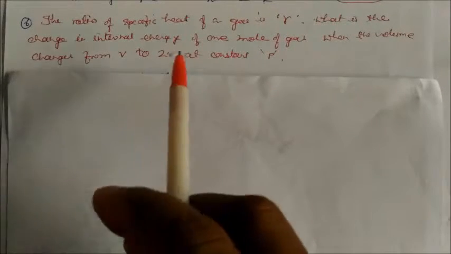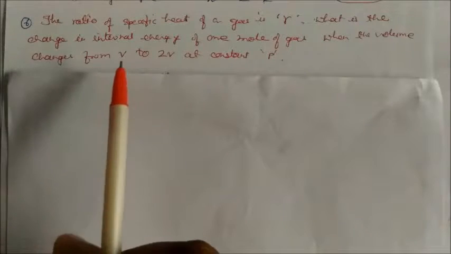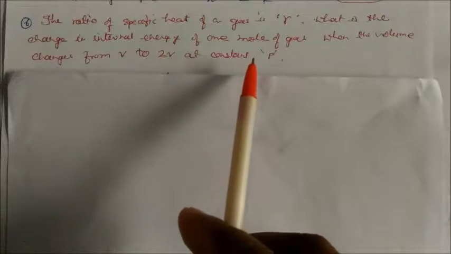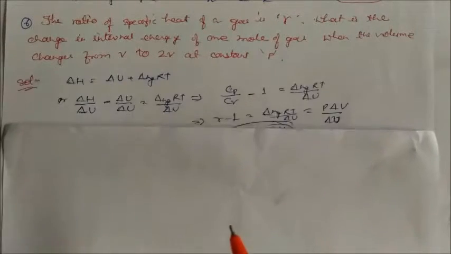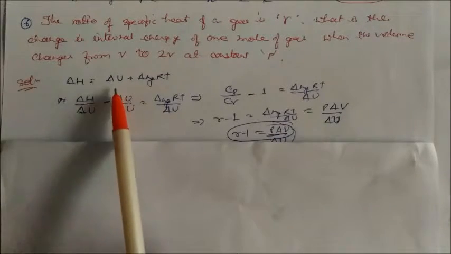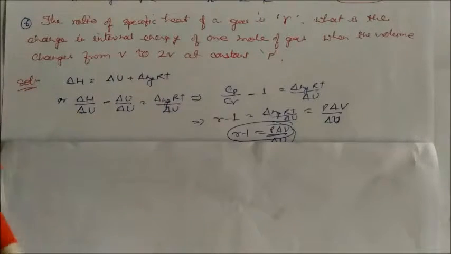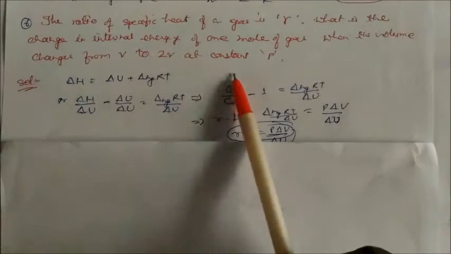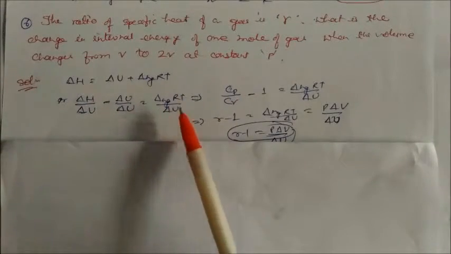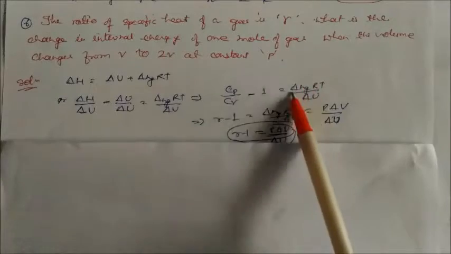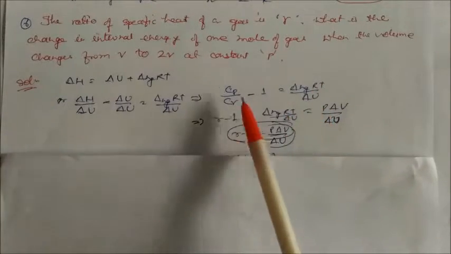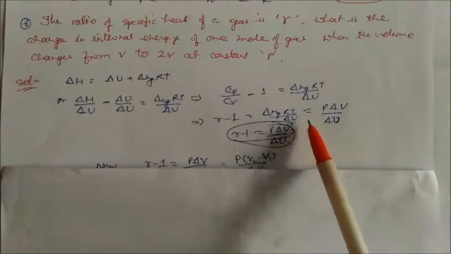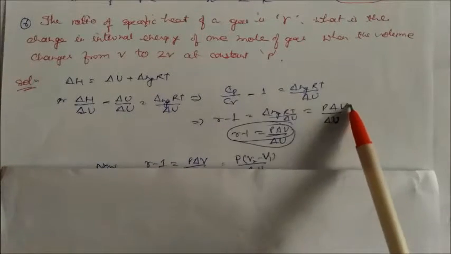The ratio of the specific heats of a gas is gamma. What is the change in internal energy of 1 mole of gas when the volume changes from V to 2V at constant pressure? See here. So delta H is equal to delta U plus delta ngRT. So dividing by delta U, you will get 1 plus delta ngRT by delta U. So Cp by Cv is gamma, so gamma minus 1 will be equal to delta ngRT by U. So delta ngRT is nothing but P delta V upon U.